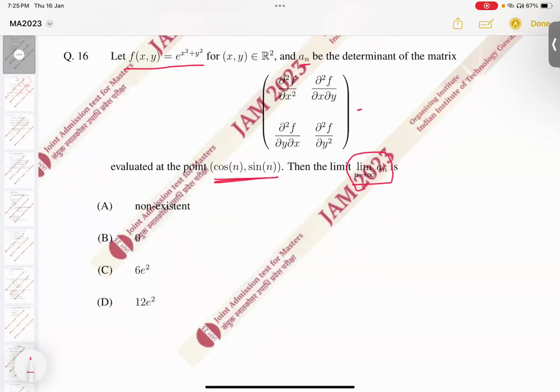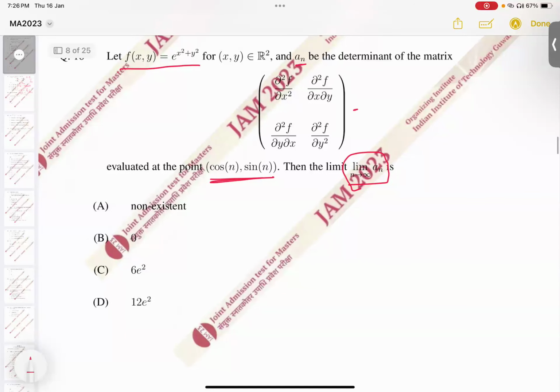Try this part. Option D. Option D. Okay. You have the answer key or you are trying? No, sir. You are actually trying. Yes, sir. Okay.